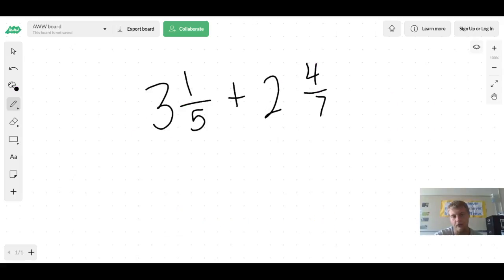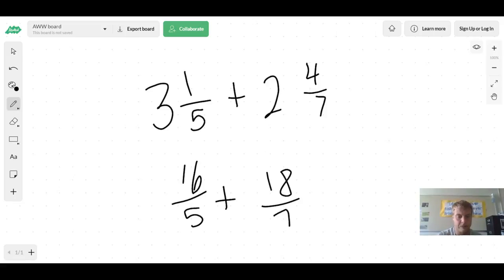Okay, so we have to add 3 1/5 plus 2 4/7. Again, the first thing I would do every single time is change these to improper fractions. It's going to make it easier in the long run. So we're going to get this to be 16 over 5 plus 18 over 7. Now at this step, what we'd want to do is add these things together.